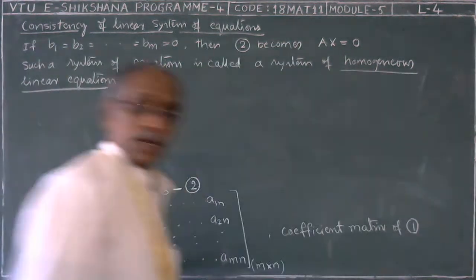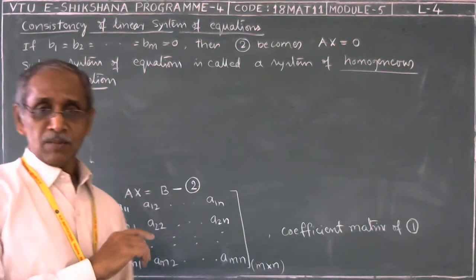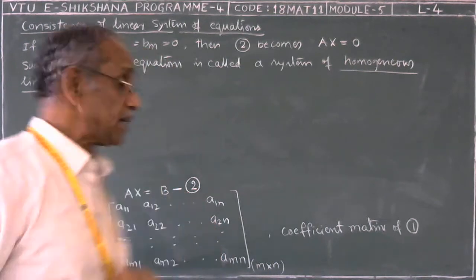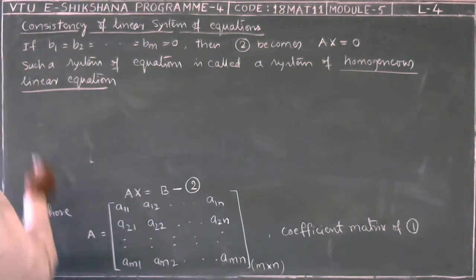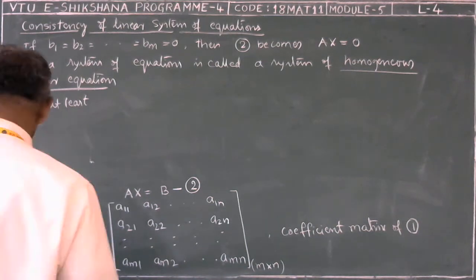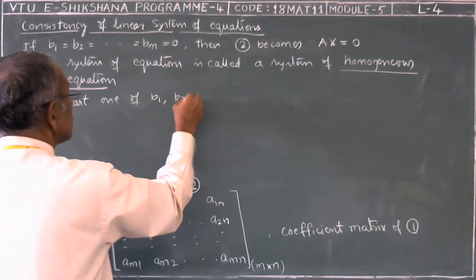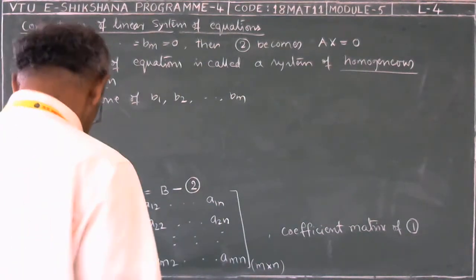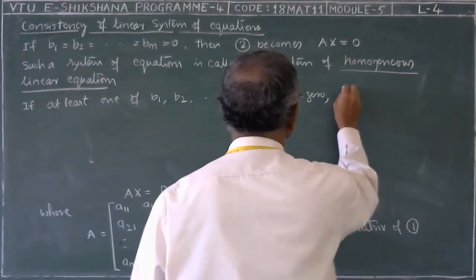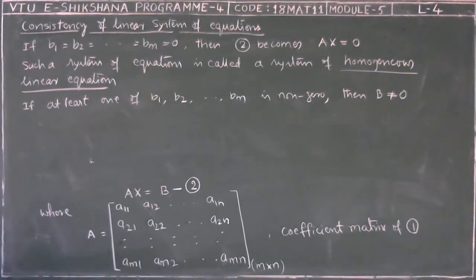If any one of the entries in the B matrix is not equal to 0, then equation number 2 represents a system of non-homogeneous linear equations. If at least one of B1, B2, Bn is non-zero, then B is not equal to 0.